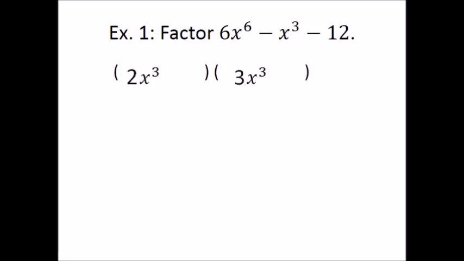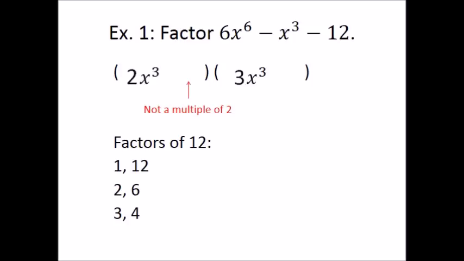Although this method requires some guessing, I can make some educated guesses from here. Since there were no common factors in the original problem, the factors themselves should also not contain common factors within them. So that means I cannot place a multiple of 2 in the parentheses with the 2x to the 3rd, because that would create a common factor of 2. I also cannot place a multiple of 3 in the parentheses with the 3x to the 3rd for the same reason.